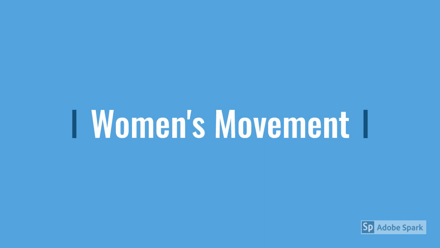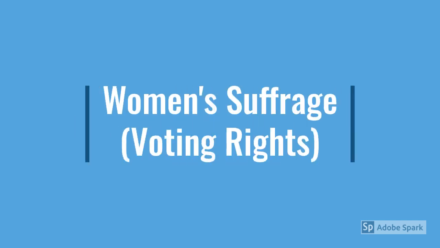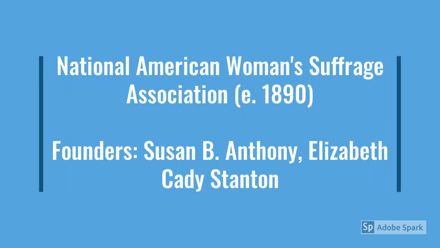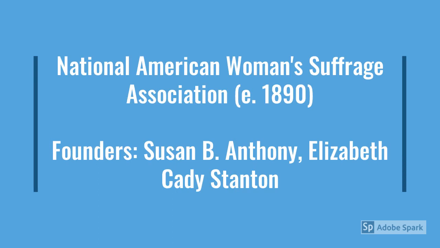From 1819 to 1920, the women's movement accomplished the big success of women's suffrage, which was limited to white women in the South, but at least laid the foundations for universal women's suffrage later on. So when I say suffrage, I mean voting rights. Suffrage means the right to vote. The group that formed during this time period was the National American Women's Suffrage Association, and their founders were Susan B. Anthony and Elizabeth Cady Stanton. They wanted women's right to vote.